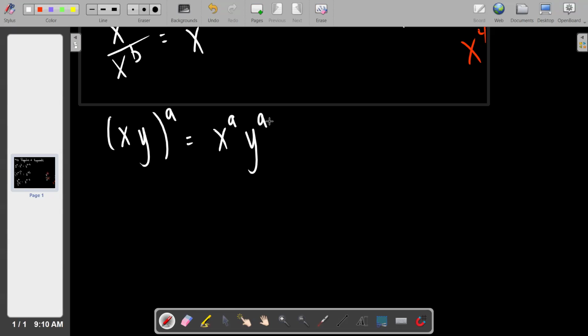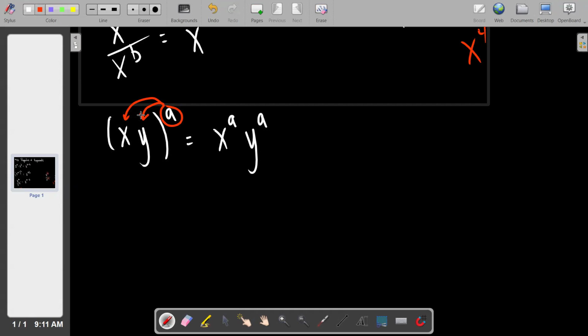This one feels like distribution, and as far as a casual guy like myself is concerned, call it distribution. It's technically called, if you want the fancy name, the rule of a product raised to a power. I don't care what it's called. At the end of the day, it does feel exactly like it works. You see parentheses, you want to get rid of them, and you can take this exponent and distribute it to everybody inside.